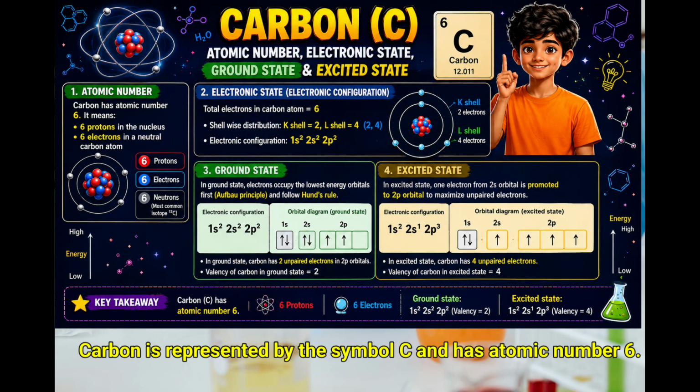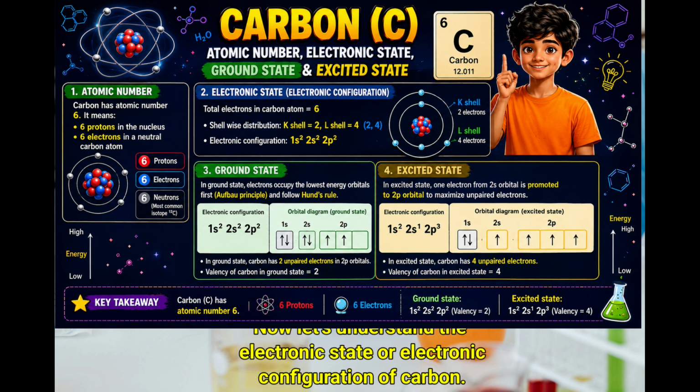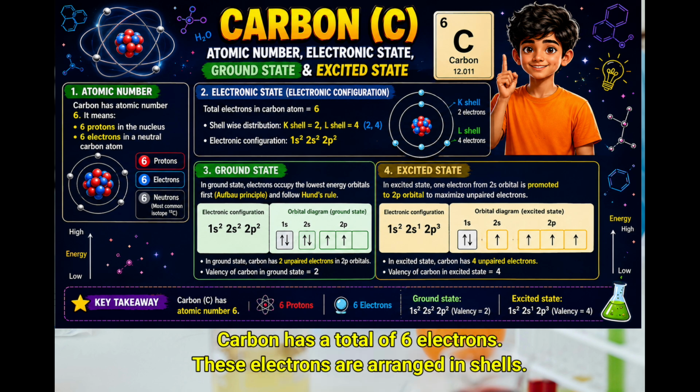Carbon is represented by the symbol C and has atomic number 6. What does atomic number 6 mean? It means carbon contains 6 protons in its nucleus and 6 electrons in a neutral atom. Now let us understand the electronic state or electronic configuration of carbon. Carbon has a total of 6 electrons. These electrons are arranged in shells.